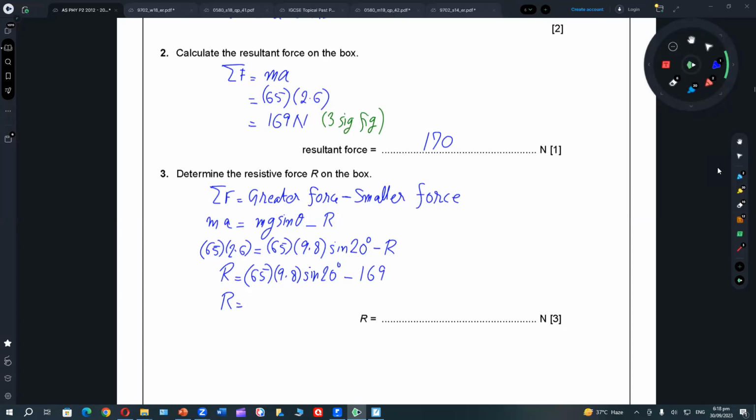So now this is the working. R is equal to 49 newtons. The exact value is 48.8, which I convert to 49.